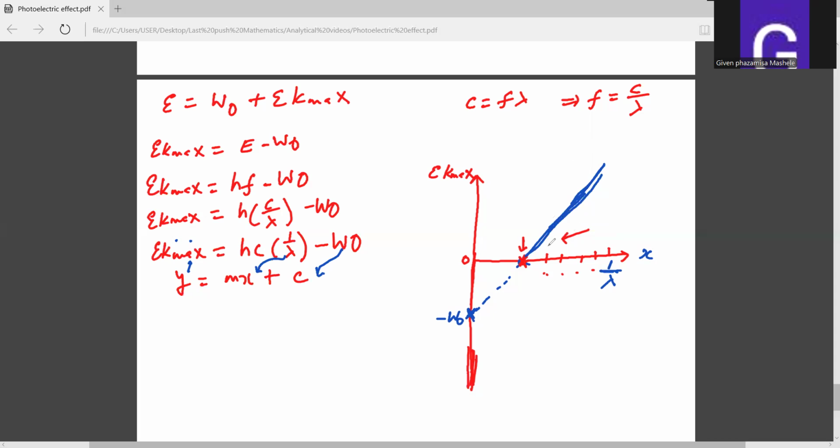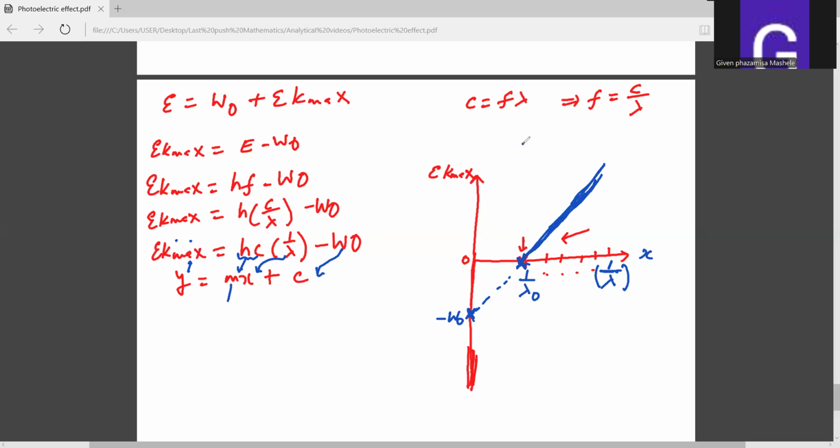Guys, but now what will be this point here? This point will now be called 1 over lambda naught. It is the 1 over the cutoff. So you know that if they give me 1 over lambda, the graph will always increase like frequency. But once they swap this, and by the way, I forgot something. What is the gradient here? The gradient will be hc. It will not be Planck's constant, but Planck's constant times the speed of light.